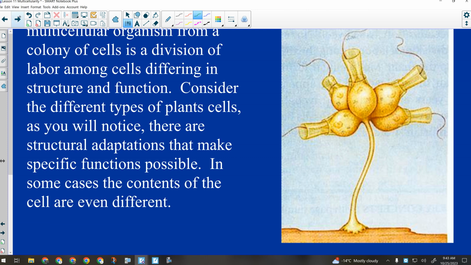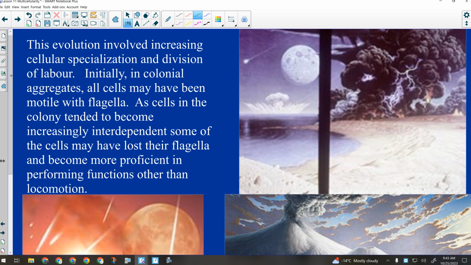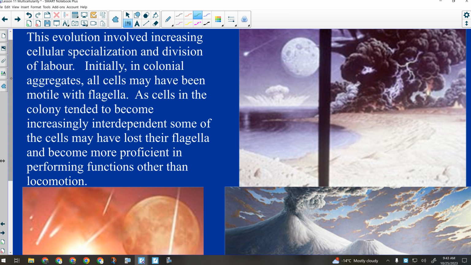Okay. So the evolution involved increasing specialization and division of labor as multicellular organisms became more and more complex. Okay, and in colonial aggregates, like the thing you saw on the last slide, all cells may have been motile, that means they could move, with flagella. As cells in the colony tend to become increasingly dependent on each other, some of them may have lost their ability to do one thing, and others gained a greater ability to do it, and eventually over time that can lead to specialization and a true multicellular organism.